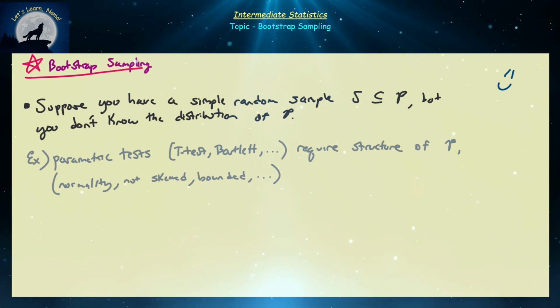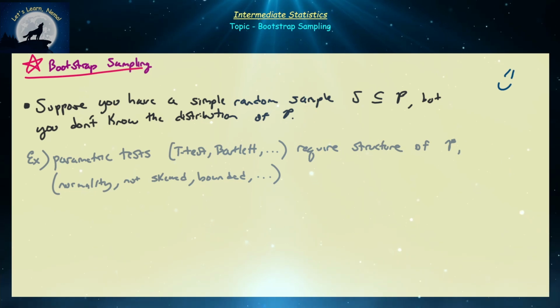For example, the F test for multiple linear regression, or maybe the T test for the value of a mean, or the Bartlett test for the homoscedasticity between two or more populations. They usually require some structure of that population, for example, normality, or not skewed, or it's bounded, or it's of some particular shape. Right?